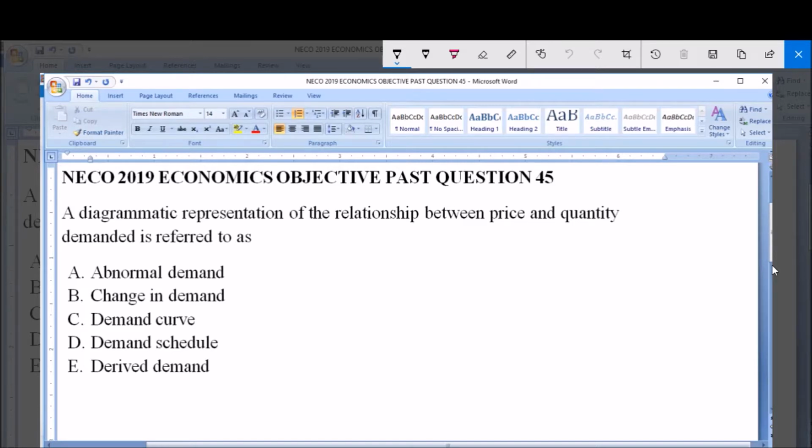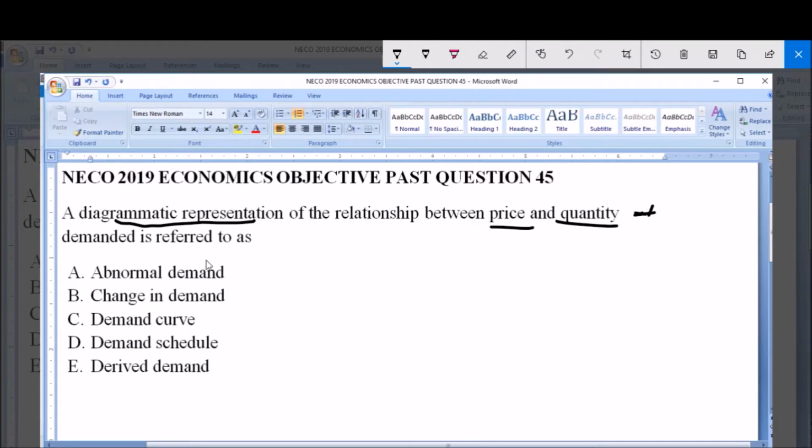A diagrammatic representation of the relationship between price and quantity demanded is referred to as: A. Abnormal demand, B. Change in demand, C. Demand curve, D. Demand schedule, E. Derived demand. So we are asked for what the diagrammatic representation of the relationship between price and quantity is referred to as.